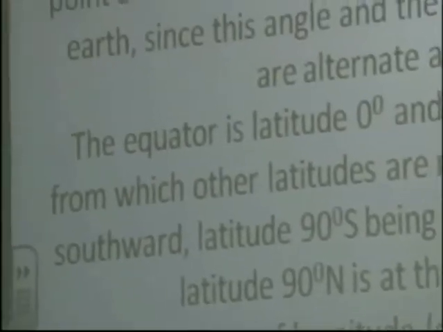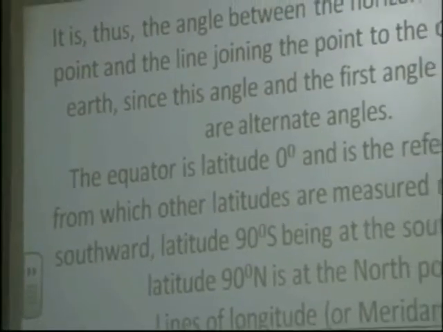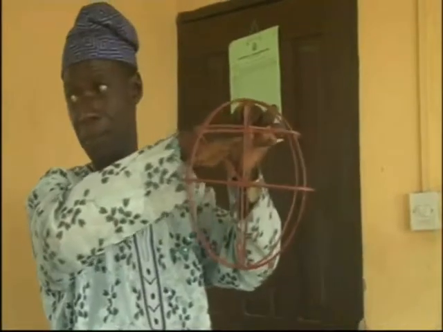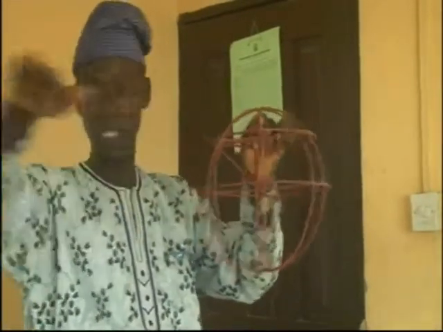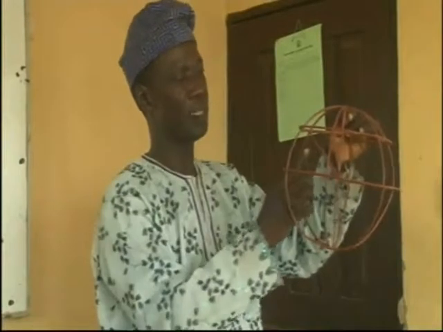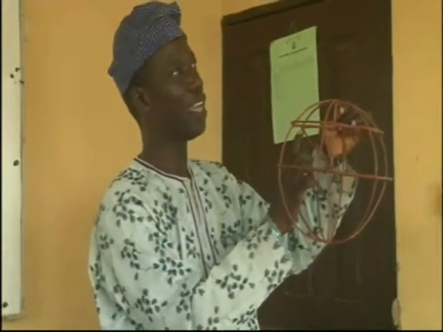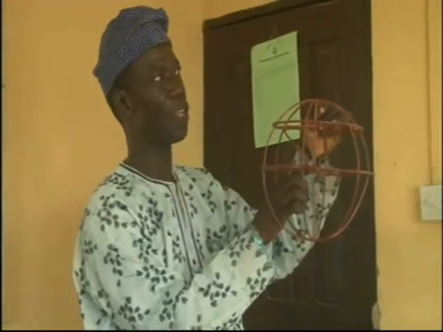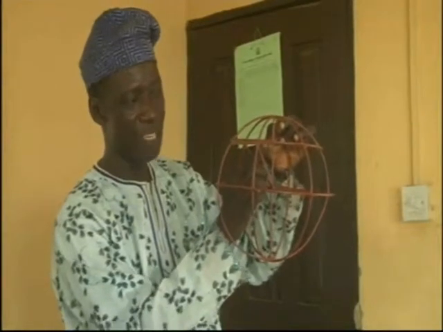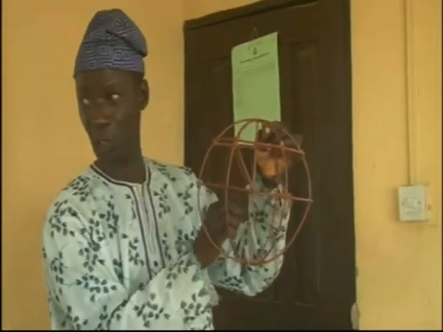It is thus the angle between the horizontal line at that point. We're taking this latitude for example, the horizontal line at this point is just something like this. Look at my palm, my hand the way it is, that horizontal level there. The angle between that horizontal line at that point and the line joining this point to the center of the earth. Now, I said the angle between this line and this line is also the latitude.